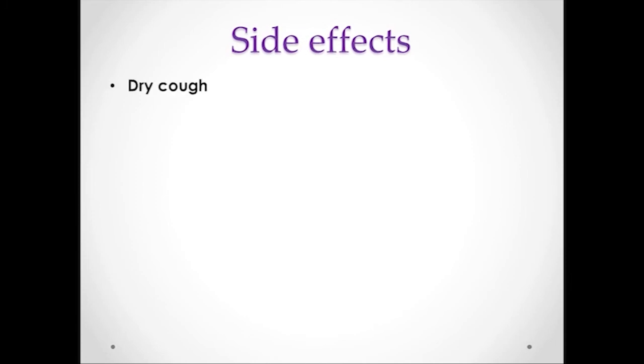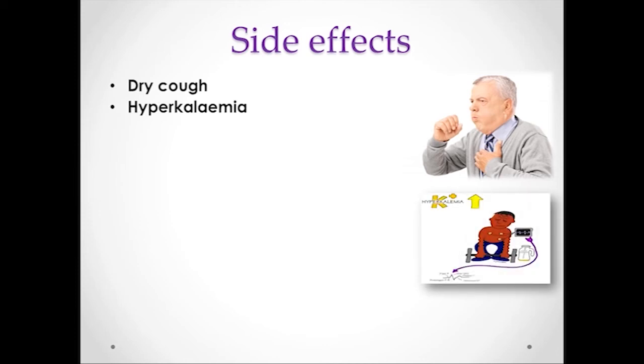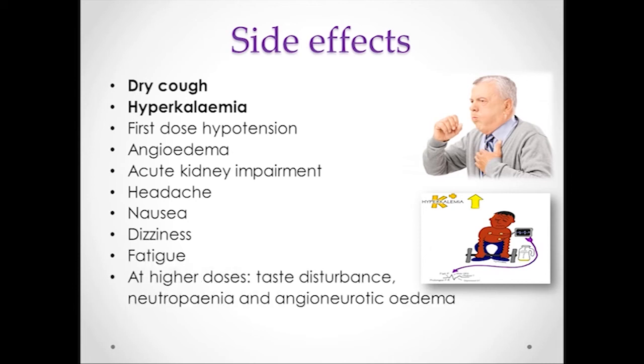Are there any side effects associated with taking ACE inhibitors? The most common side effect of ACE inhibitors is dry cough in up to 20% of patients due to an accumulation of bradykinin. ACE inhibitors cause potassium retention due to reduced aldosterone secretion, and other side effects include first-dose hypertension, angioedema, acute kidney impairment, headache, nausea, dizziness, and fatigue. At high doses, ACE inhibitors can cause taste disturbance, neutropenia, and angioneurotic edema.